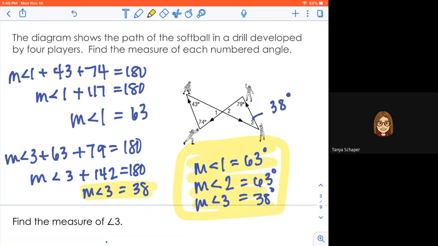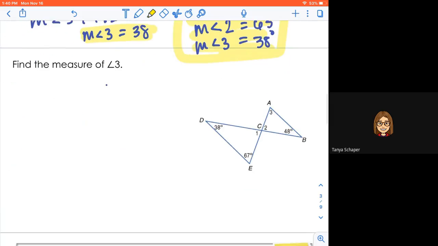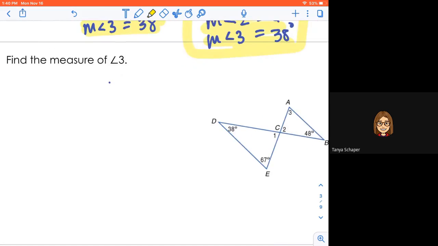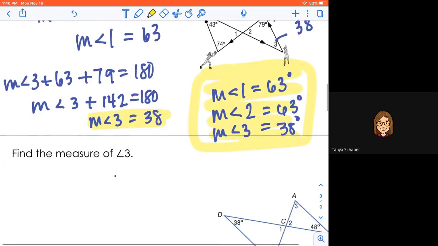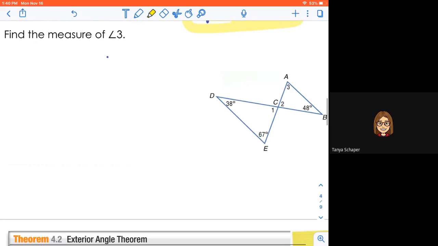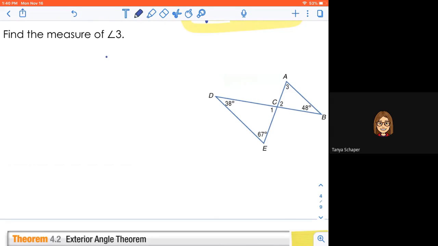Feel free to look back at your toolbooks. If those are being filled out well, they will be a huge resource for you, so you don't have to dig through pages and pages of work. All right, what I'd like you to do is pause the video and find the measure of angle 3 in this problem. Pause the video. Great, thank you. Welcome back.